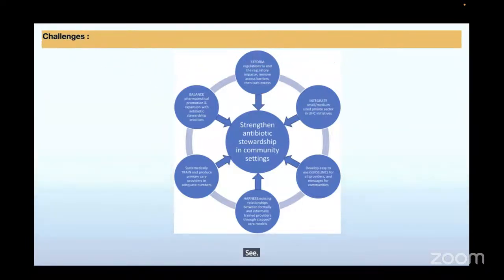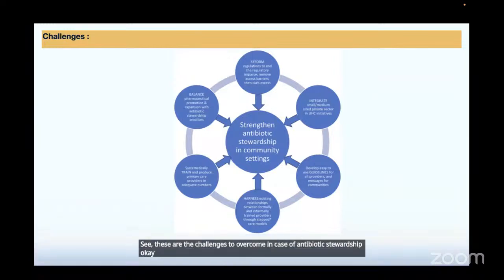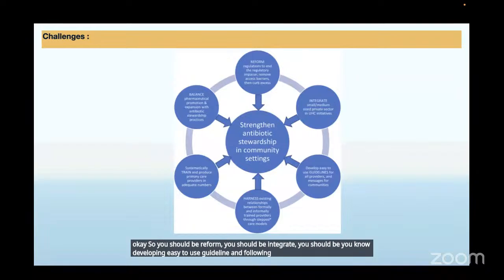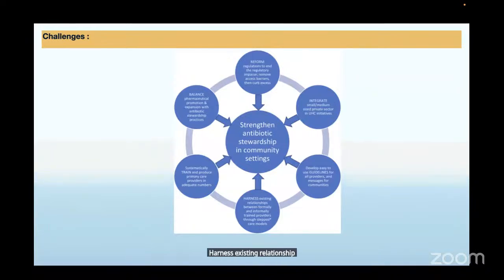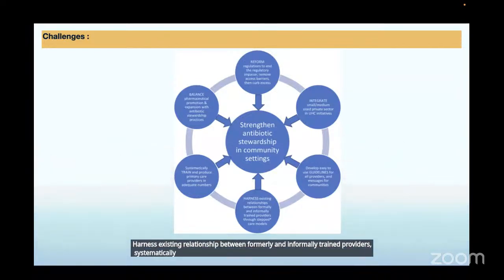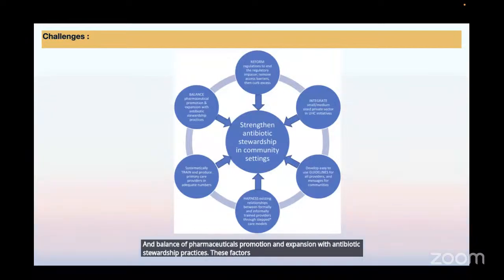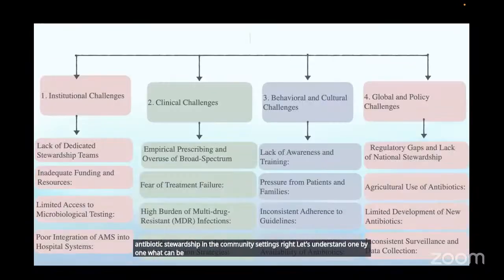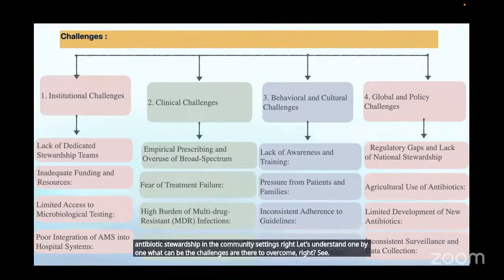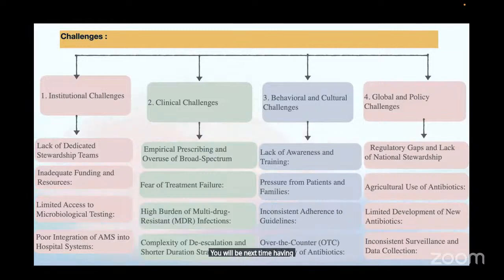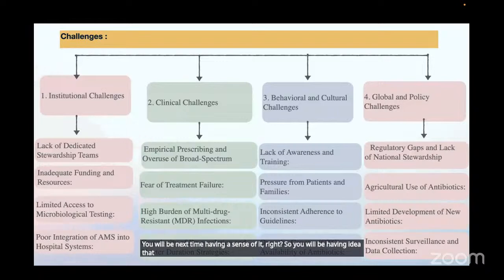See, these are the challenges to overcome in case of antibiotic stewardship, okay? So you should reform, you should integrate, you should be developing easy-to-use guidelines and following the easy-to-use guidelines. Harness existing relationships between formally and informally trained providers, systematically train and produce primary care providers in adequate numbers because staff is also mandatory, and balance pharmaceutical promotion and expansion with antibiotic stewardship practices. These factors are challenges, but they can strengthen your antibiotic stewardship in community settings, right? Let's understand one by one what the challenges are to overcome, right? See, these are very basic to understand, but once you have an idea of what the challenges in antimicrobial stewardship can be, next time you will have a sense of it, right? So you will have an idea of how the challenges are there and how we can overcome them.